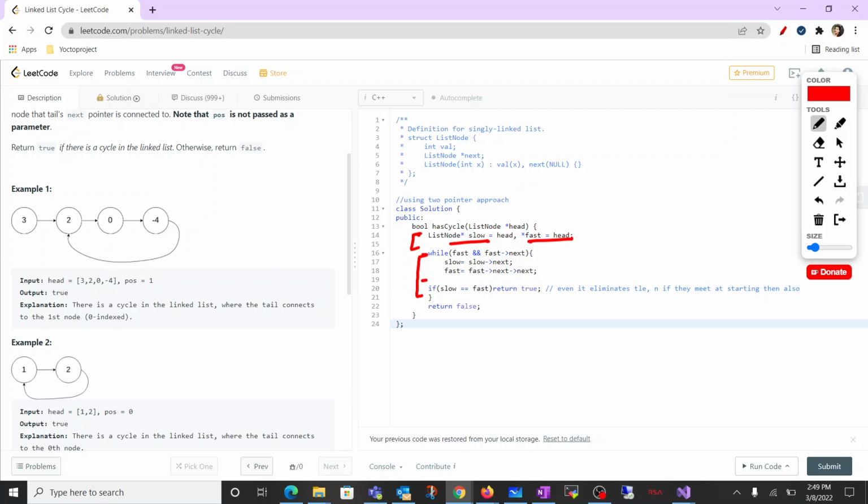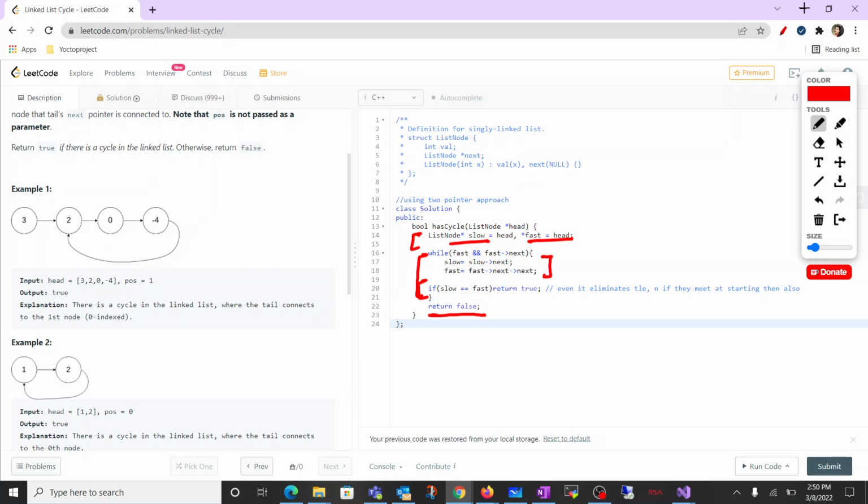So this is what I'm writing here. And here slow would be moving to slow next, that is skipping just one node, and fast would be moving to fast next next, that is skipping two nodes. This is how it will be ongoing. And then at the end we are required to return false.